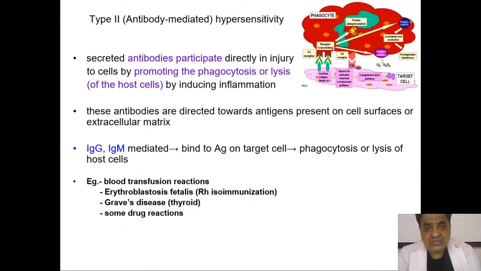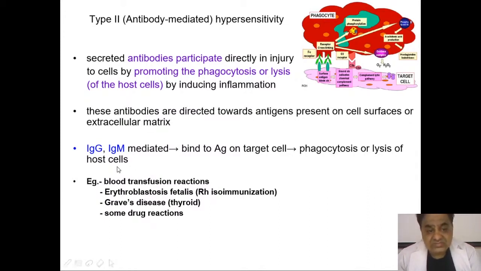Type 2 antibody mediated hypersensitivity is where the antibody participates in tissue damage by promoting phagocytosis of the cell to which the antibody is bound, or by inducing inflammation. So antibodies directed against the extracellular matrix bind to that host tissue, and the macrophages in the immune system now damage your own tissue. So it's an abnormal reaction which is antibody mediated. It's rare, but diseases caused by antibody mediated type 2 hypersensitivity are very well described. And these are IgM and IgG mediated, not IgE.